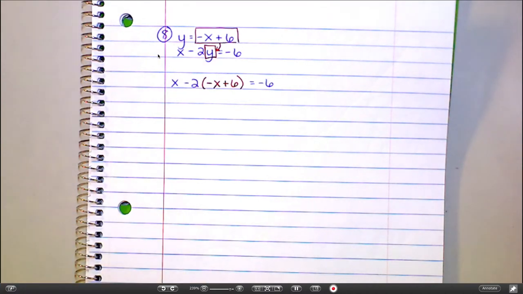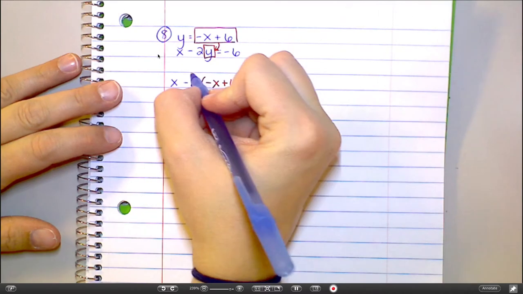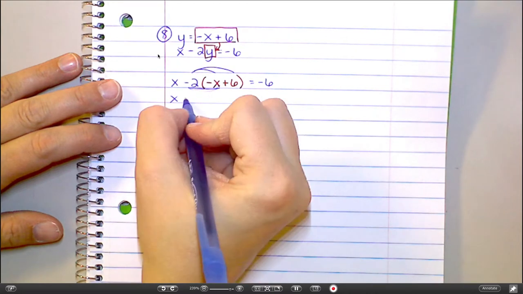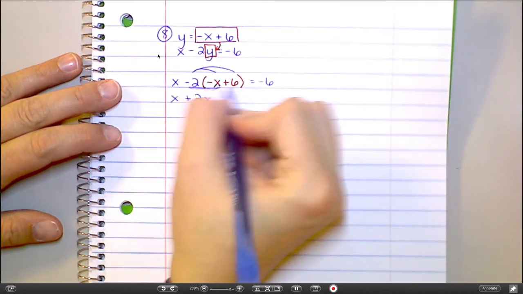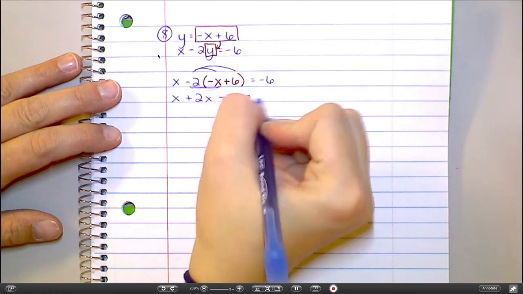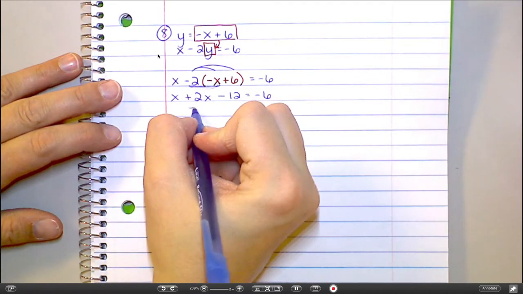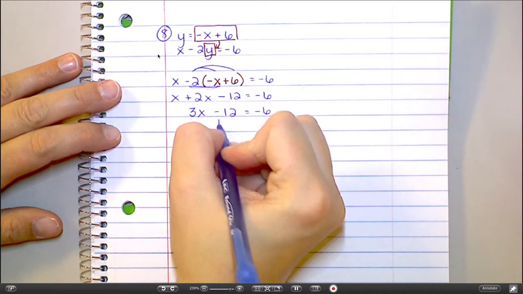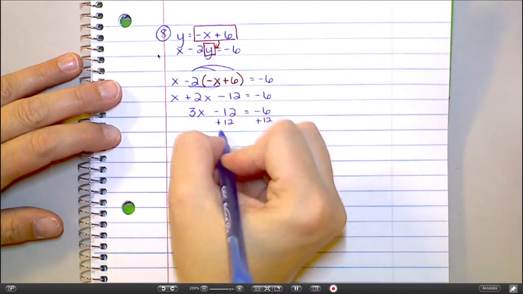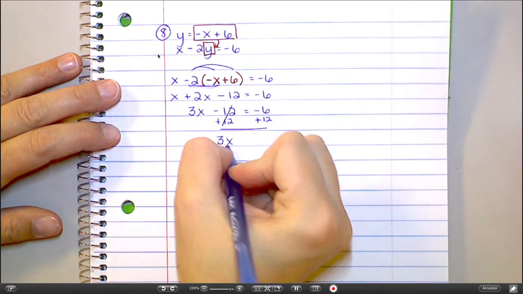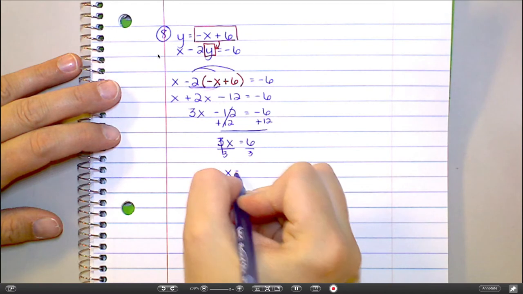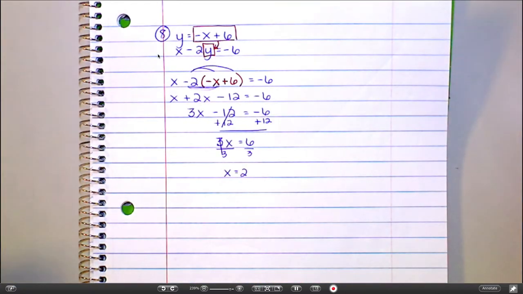What am I distributing? Distributing negative 2, yep. So that's going to be x, and what's this going to become? Positive 2x, right? Positive 2x, and then negative 2 times 6 is negative 12, equals negative 6. This becomes 3x minus 12 equals negative 6. Add the 12. 3x equals 6. So x equals 2. Did you follow that okay? I know that I zoomed through the end there.